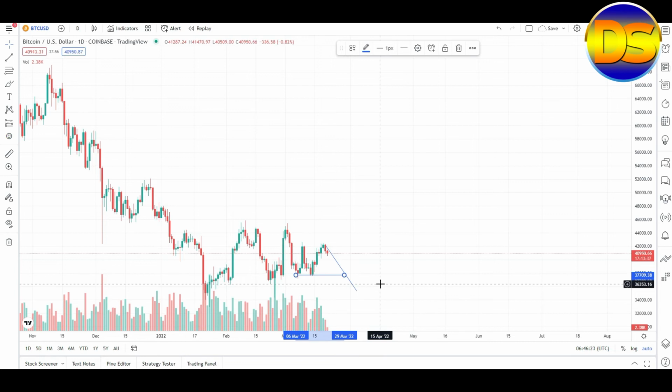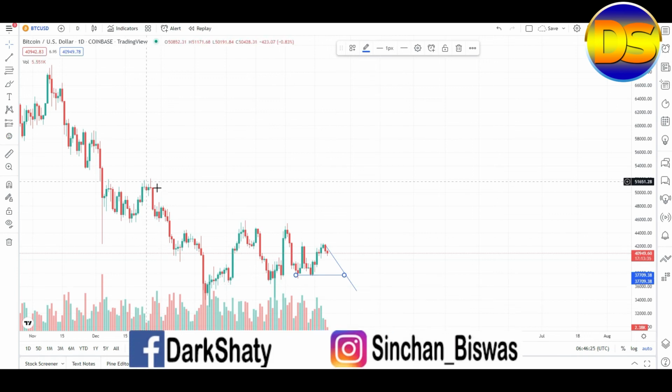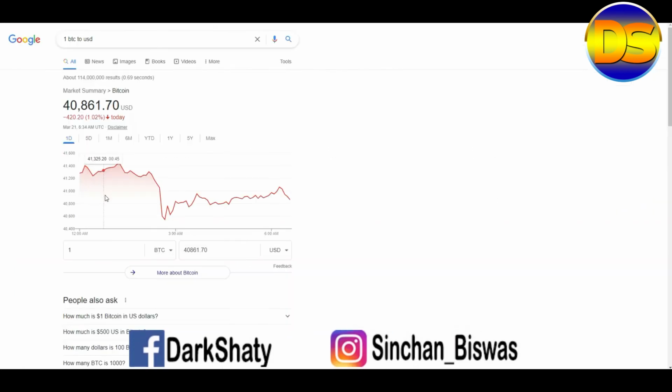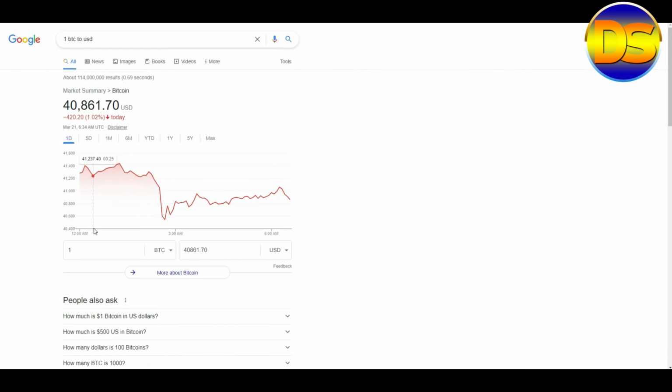Now I show today's Bitcoin price. Today's Bitcoin price is $40,861.70. Today's Bitcoin price is 1 BTC equal to 40,861.70 USD.